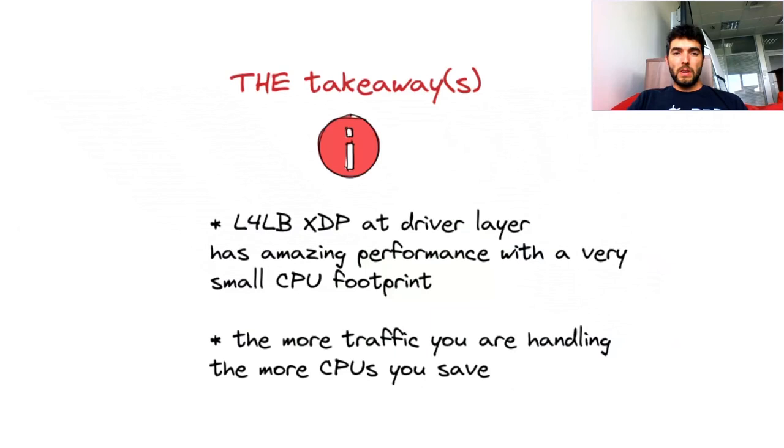Running Cilium L4LB at the driver layer has amazing performance with very small CPU footprint. I showed you that we saved 36 CPU cores, but that was only a part of our nodes. If we deployed it everywhere, we could save so much more. So the more traffic you're handling, the more CPUs you can actually save. That means you can save so much money, and that's the huge success story of us running L4LB.